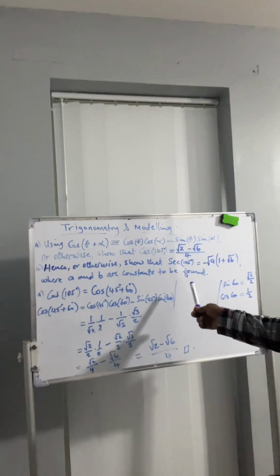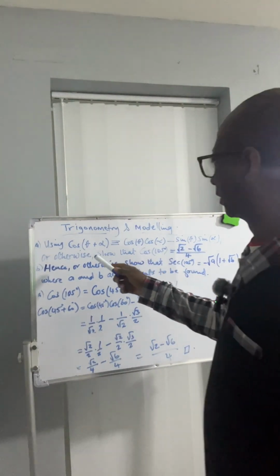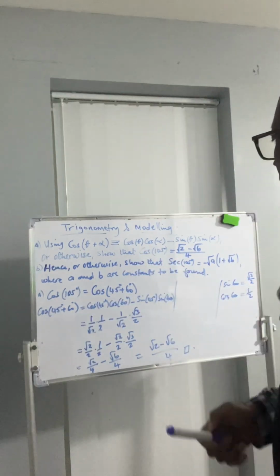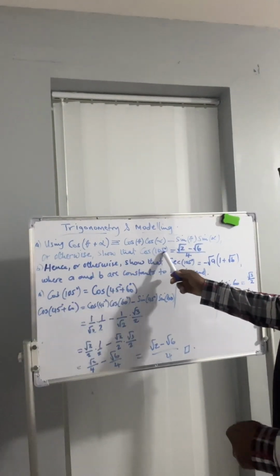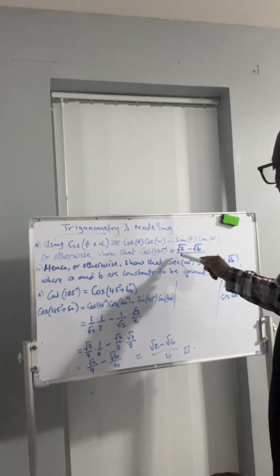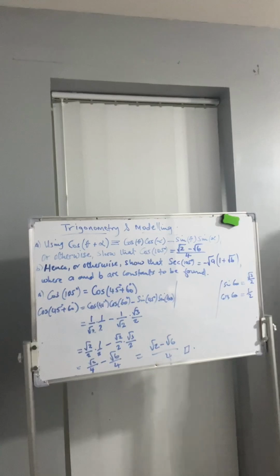Now we completed part A of this question here, which is to show that the cosine of 105 degrees is equal to root 2 minus root 6 divided by 2.